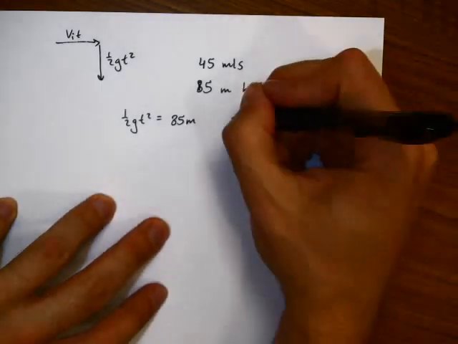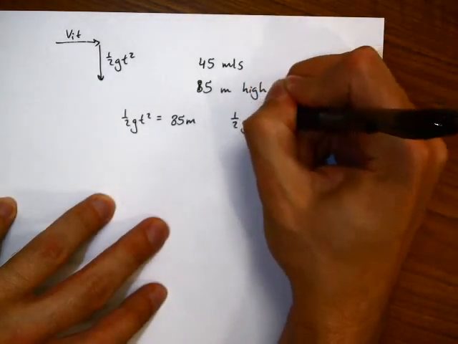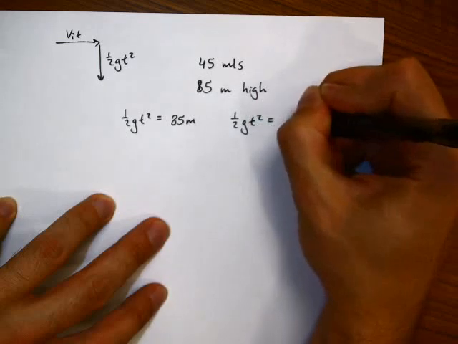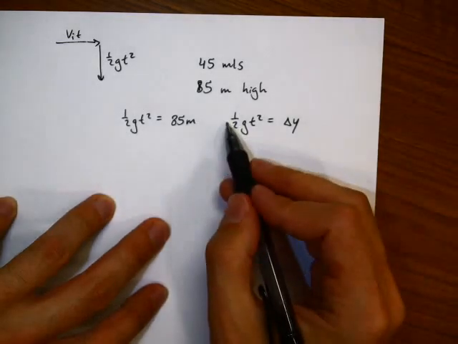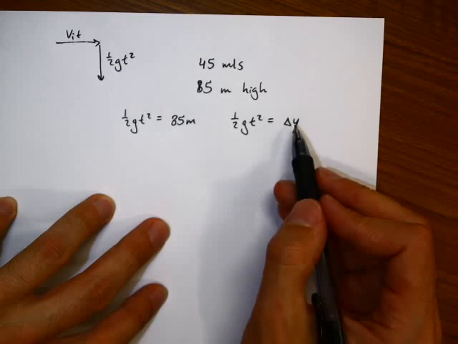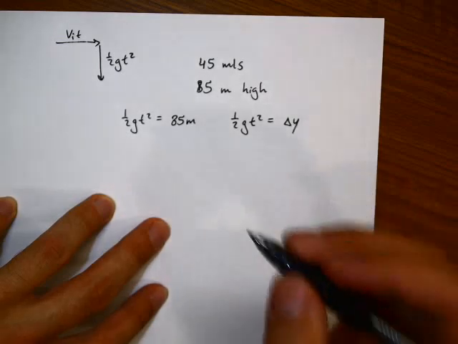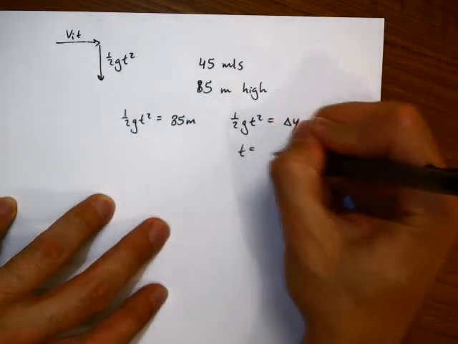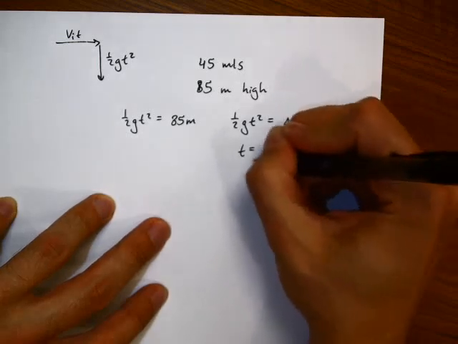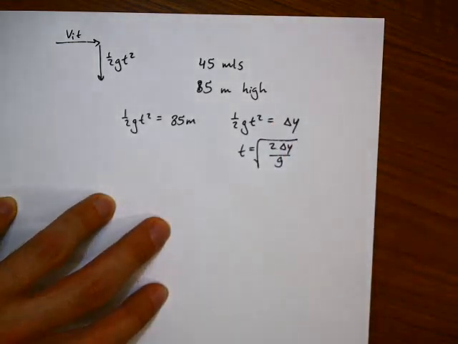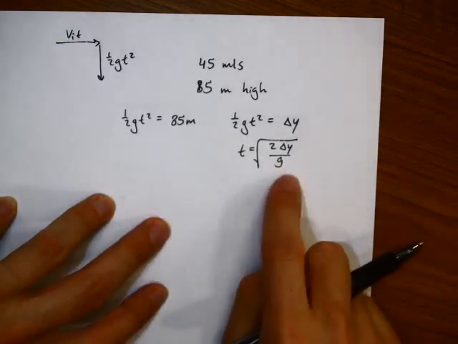In a generic form, that is 1/2 gt squared equals change in y position. Let's solve for t. Multiply both sides by 2, divide both sides by g, take the square root, so t is always equal to the square root of 2 delta y over g. We'll always get this equation for the time it takes to land.